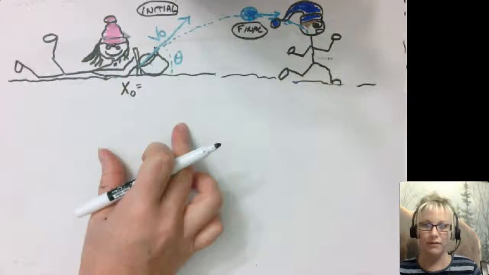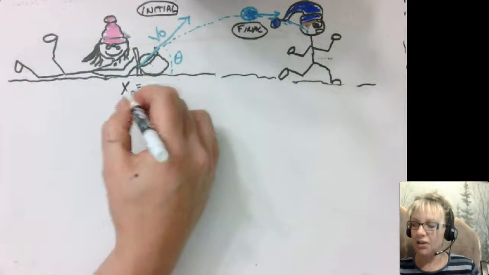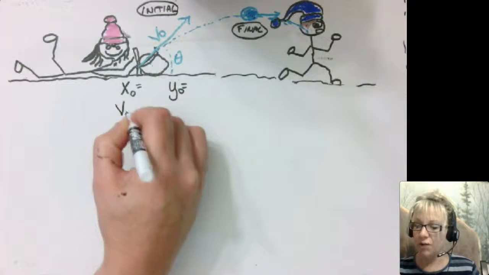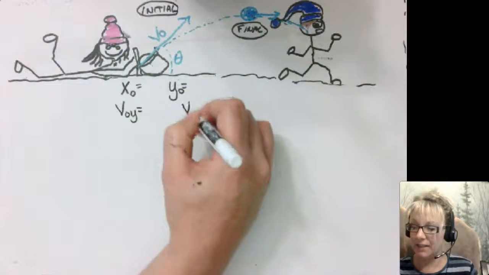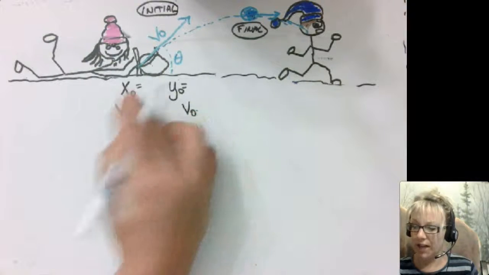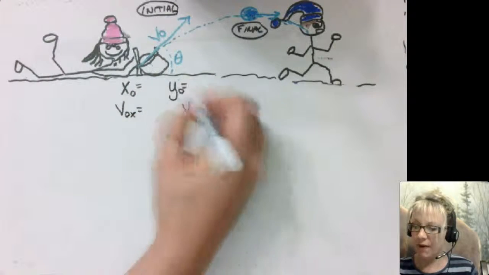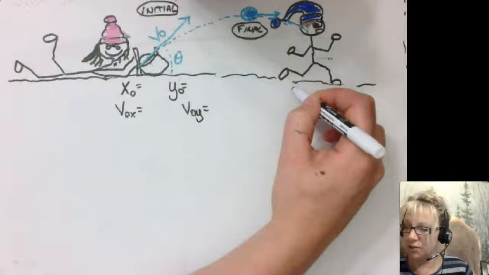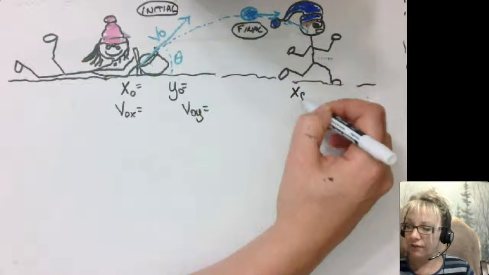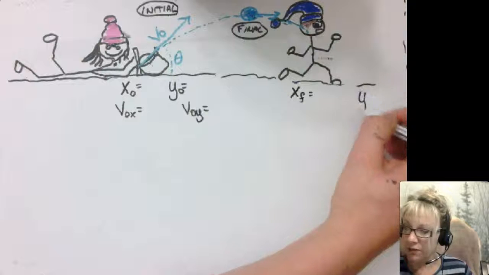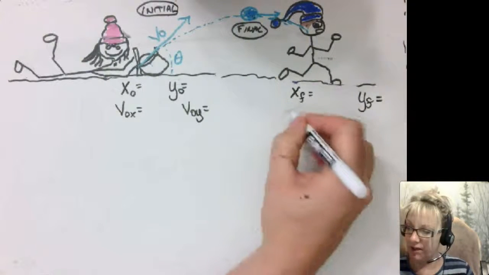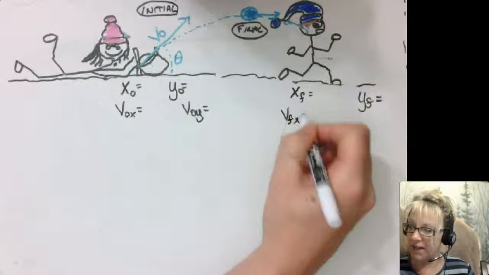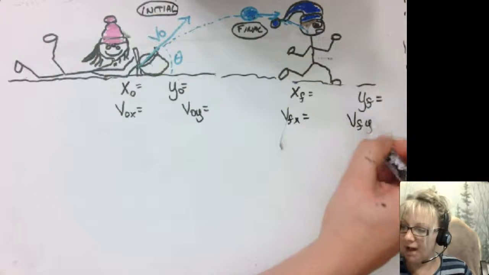I want you to write all of the variables under that initial moment. Under that initial moment, you have your position, your initial x and your initial y. You have your initial velocities, your initial velocity in the x direction and your initial velocity in the y direction. At your final moment over here, you have your final x value, your final y value, your final x velocity, and your final y velocity.